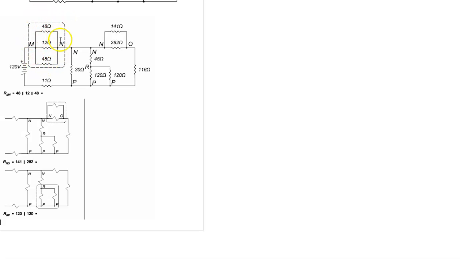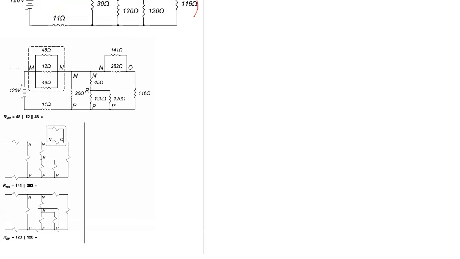Okay, so you notice he called this node M, node N, node O, node P, node R, right? So it's good to note that. In addition, again, right, the current through here we're asked to find, the current through here we are asked to find, and the voltage drop across the 116 we are asked to find.